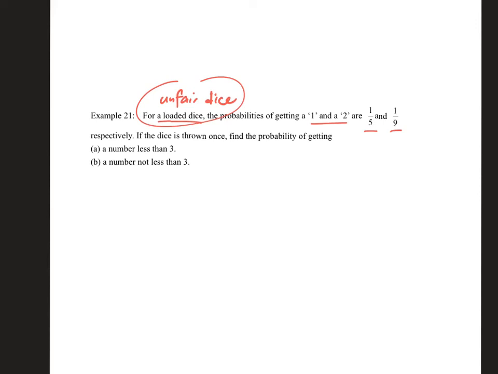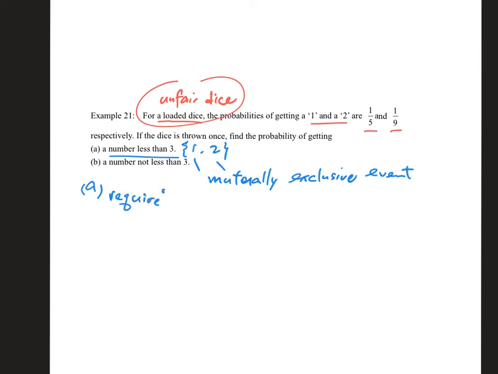And now you take a look. If the dice is thrown once, you want to get a number less than 3. That means getting 1 and 2. In this case, can you see that they are mutually exclusive events? So that's why you can just add up the probabilities together. Required probability equals 1/5 plus 1/9, so it gives you 14/45.